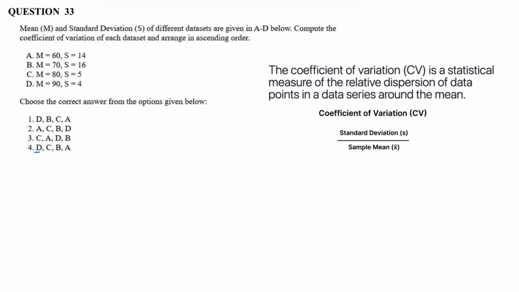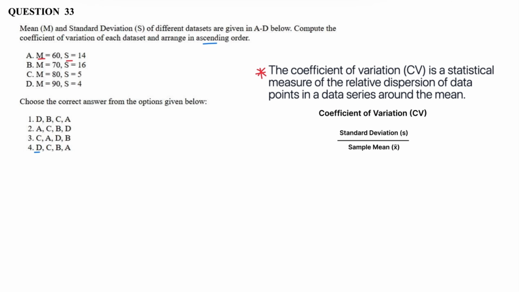Question number 33. The mean and standard deviation of different data sets are given in A to D below. Compute the coefficient of variation of each data set and arrange them in ascending order, increasing order. Let us see the definition. Coefficient of variation is a statistical measure of relative dispersion of data points in a data series around the mean. It is given as standard deviation to sample mean. Here standard deviation S is given and mean M is given.